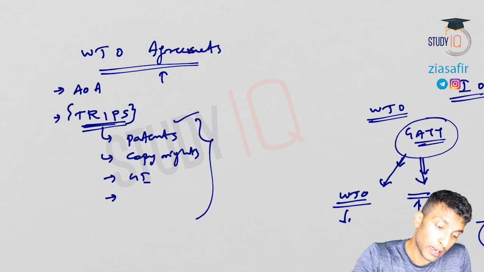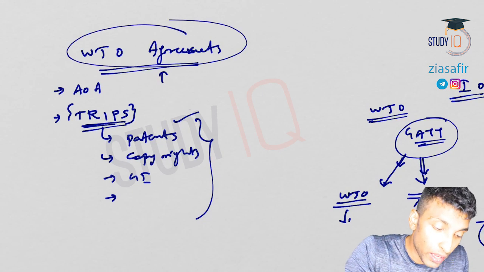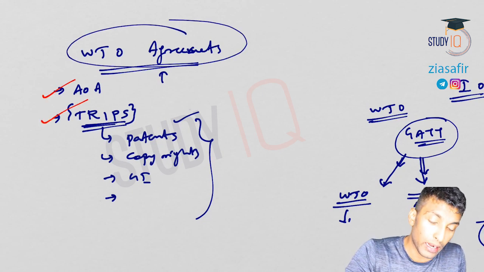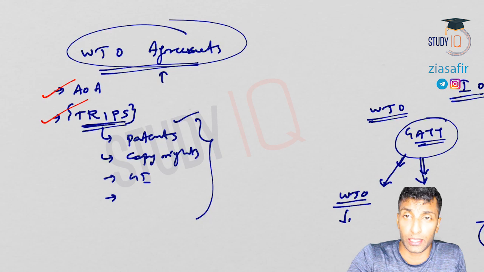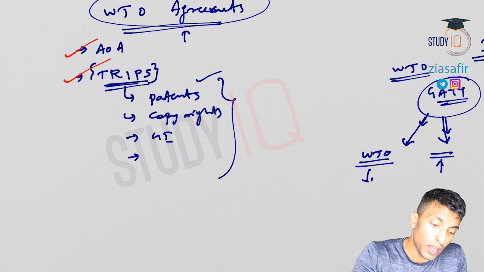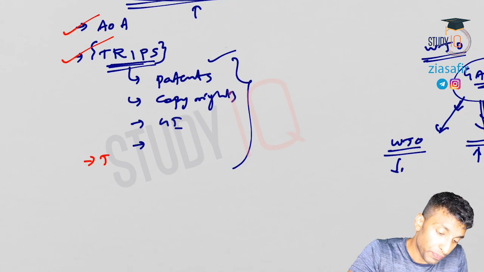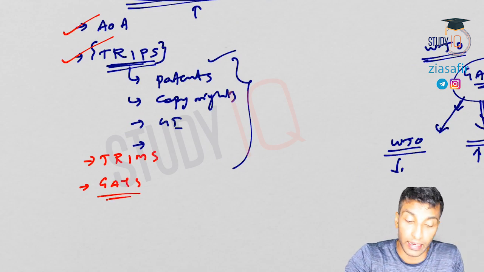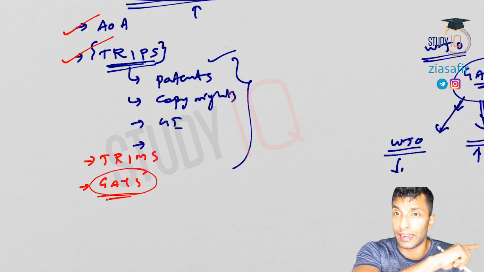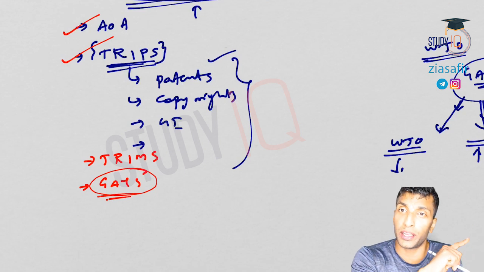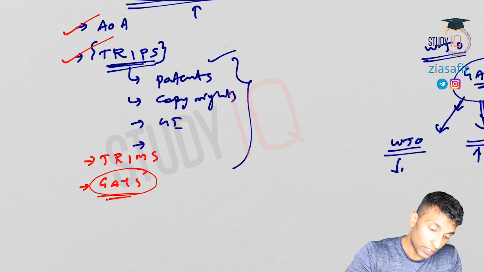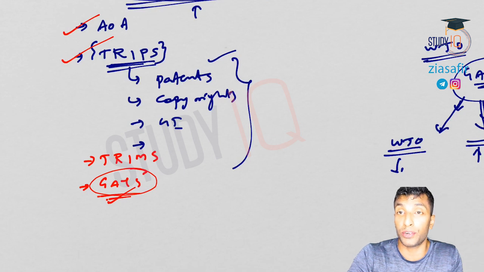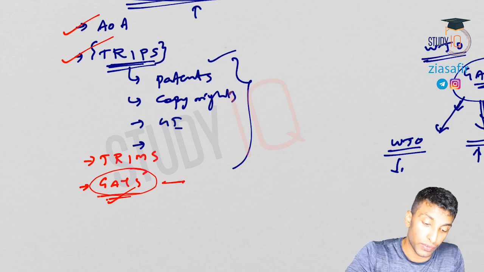So under WTO agreements, we have covered 2 agreements: the agreement on agriculture and trade related intellectual property rights. Now what is left out? We have to cover TRIMS, trade related investment measures. Then we have to cover GATS, the General Agreement on Trade in Services. This GATS and that GATT are different. That was the General Agreement on Tariffs and Trade. This is the General Agreement on Trade in Services. This is related to services.